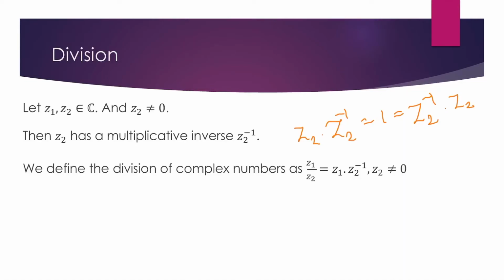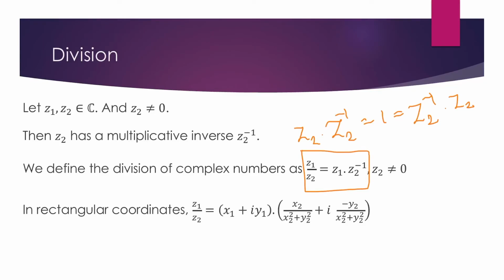Now we will define the division of complex numbers Z1 by Z2 as the product of Z1 and Z2 inverse. As we have already defined how to multiply two complex numbers, the right hand side is well defined, and also Z2 inverse exists since Z2 is not equal to 0. So we will define the division of two complex numbers like this, provided the denominator is non-zero.